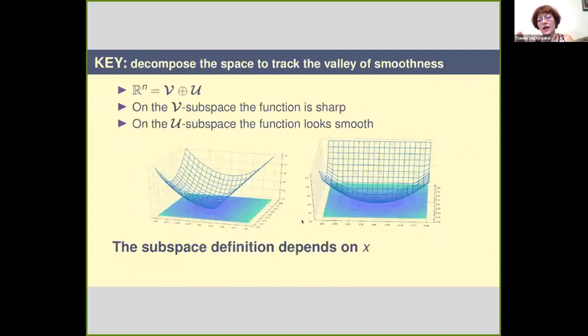As I said, to track this region where there is the non-smoothness, we need to decompose the space into 2 orthogonal subspaces. On the V subspace, the function is sharp. On the U subspace, the function looks smooth. And how is it that we concentrate all the sharpness of the function? Well, it's just by generating V as the linear subspace that is generated by the subdifferential of the function.